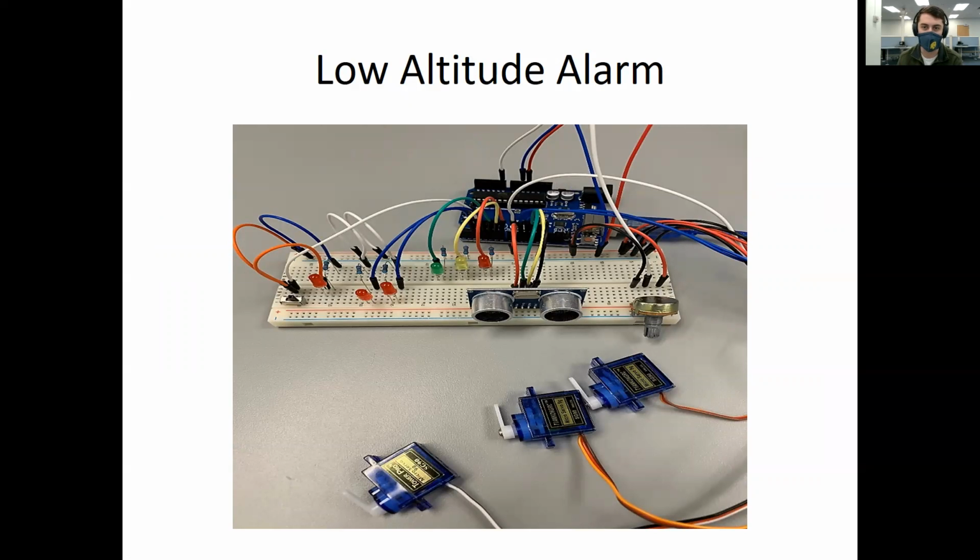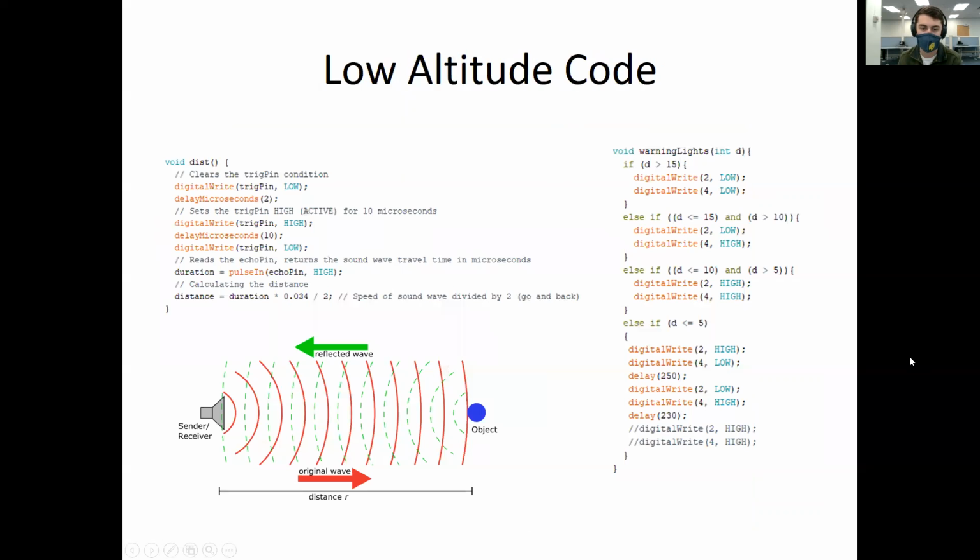Last but not least was the low altitude alarm. It's the ultrasonic sensor and the 2 accompanying red LEDs. Here's the code for that one.